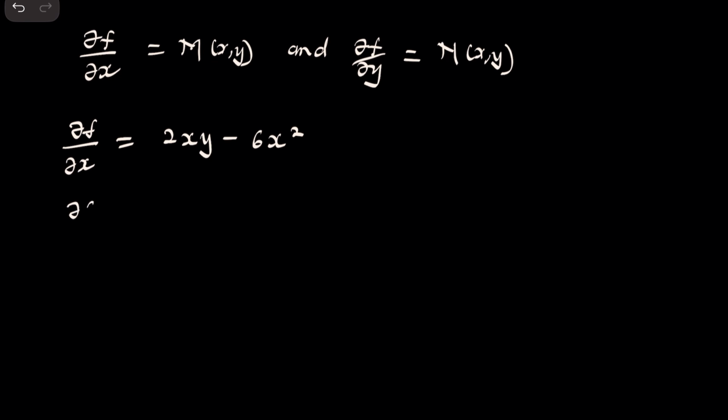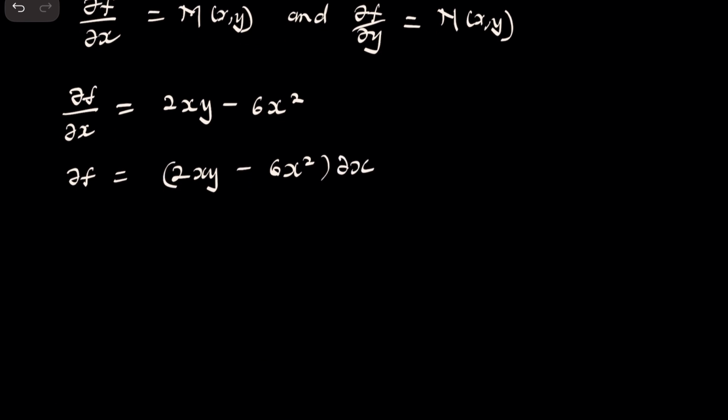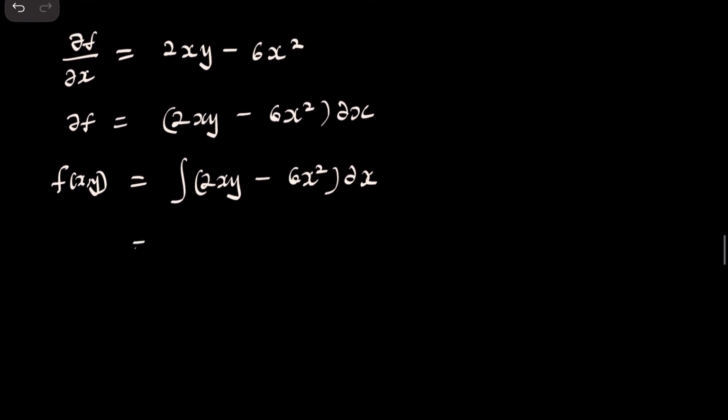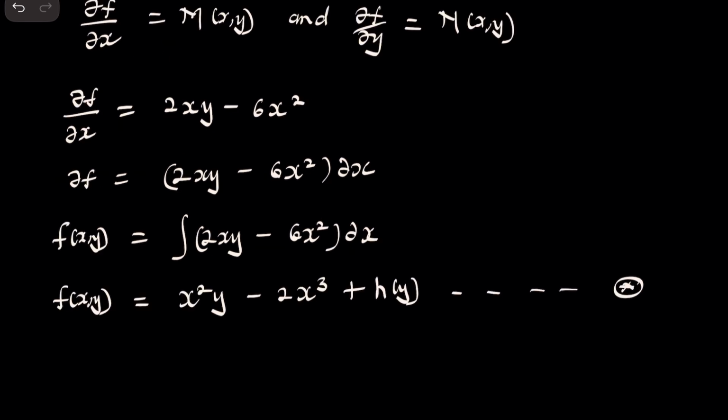Simplifying this, we are going to have partial of f is equal to (2xy minus 6x squared) multiplied by dx. Integrating both sides, we are going to have f(x,y) is equal to the integral of (2xy minus 6x squared) dx. So we are going to integrate this partially, right? So we are integrating with respect to x. So we are going to have x squared y, then minus 2x cubed plus a constant. But in this case, the constant is a function of y, h(y). So let's call this equation star, right?